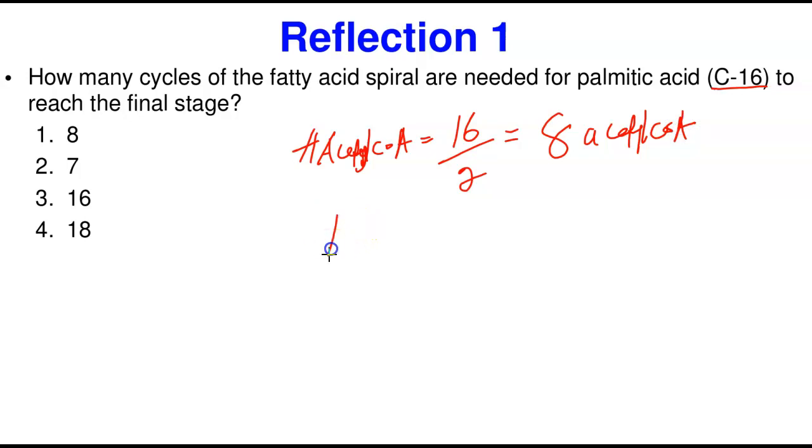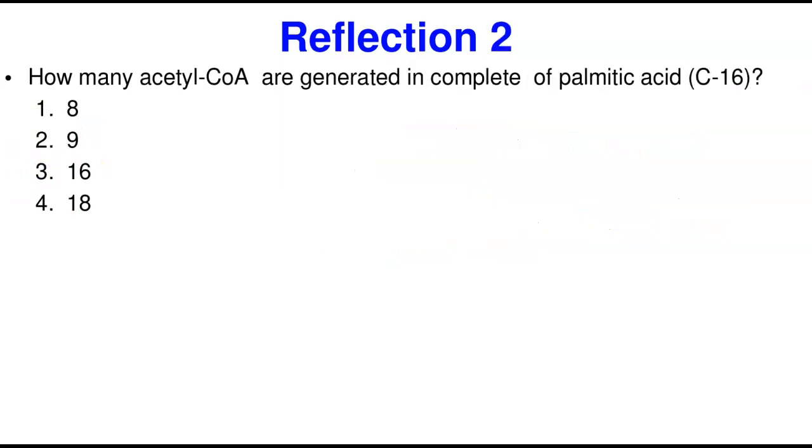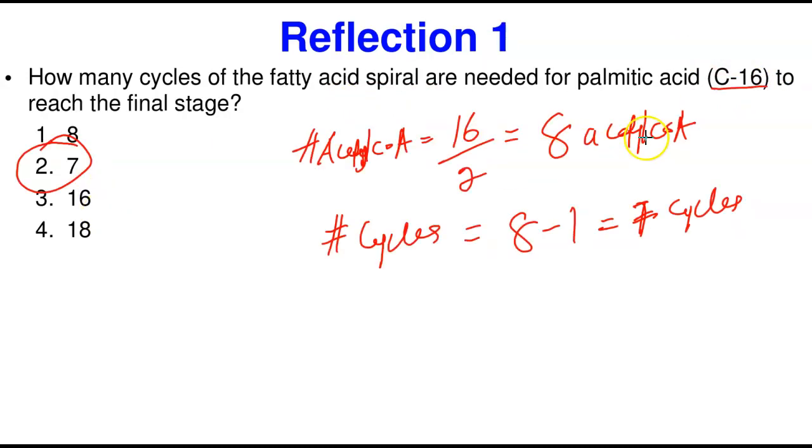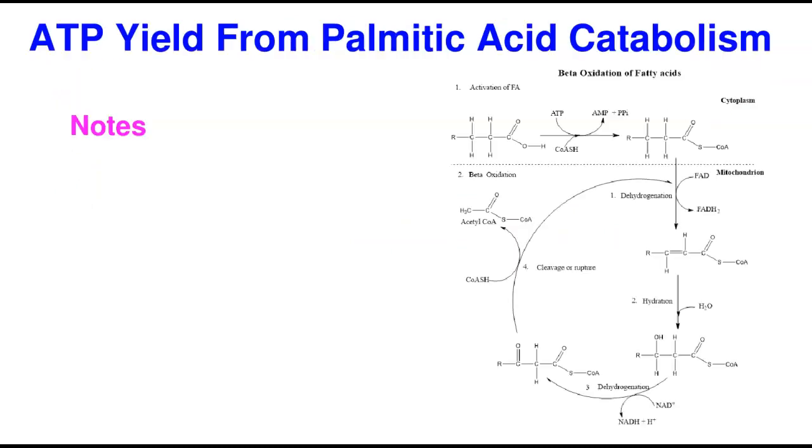What that simply means is that the number of cycles or trips will be 8 minus 1 equal to 7 cycles. So number 2 gives us the answer. We go back. It now says, how many acetyl-CoA are generated from C16 again? I already did it here. It's going to be 8 acetyl-CoA. We're just going to mark that one. So this is how you do these problems.